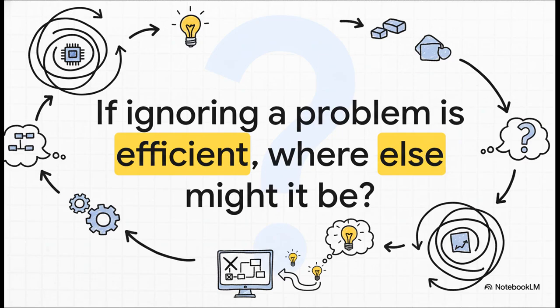So this leaves us with a really fascinating thought, doesn't it? In this incredibly complex world of computer science, one of the most practical solutions to a really tricky problem was to just ignore it. It really makes you wonder, what other complex problems, maybe in technology or maybe even in life, have a similarly counterintuitive just ignore it solution?